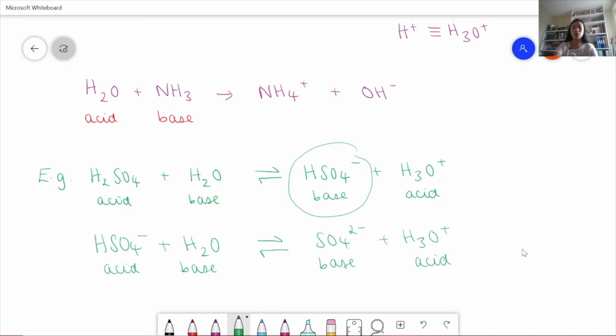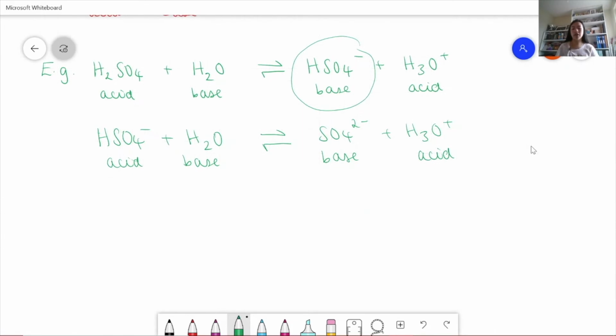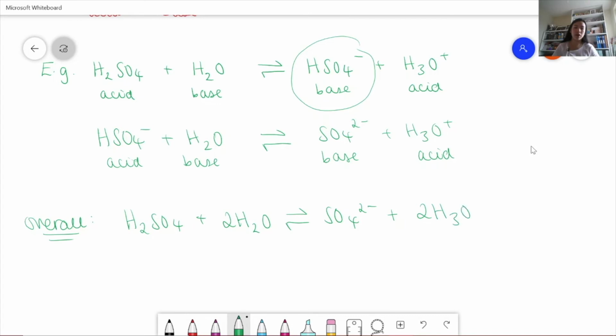And so overall, the proton transfer equilibria for sulfuric acid would be H2SO4 plus 2 waters forming this SO4 2 minus ion and 2 of these hydroxonium ions, because basically the HSO4 minus is the intermediate, so it's been used up in the second reaction. And so this is the overall equation.